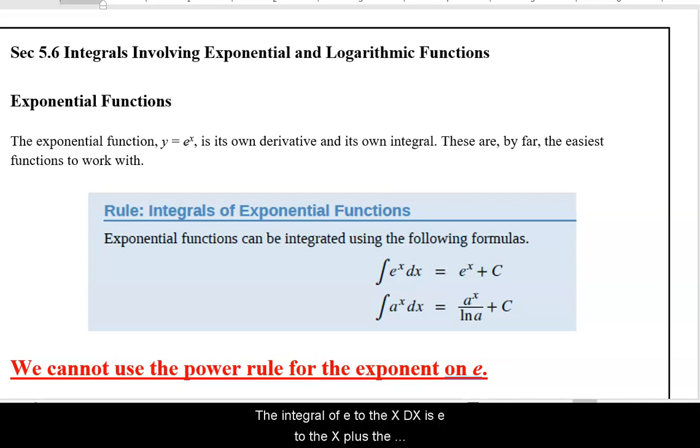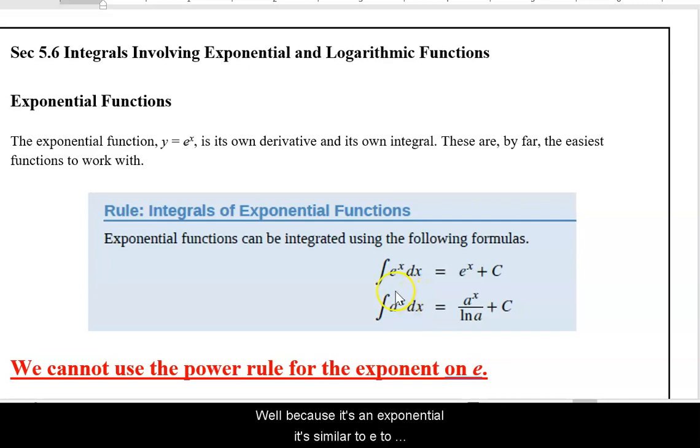The integral of e to the x dx is e to the x plus the unknown constant that you get with the family of antiderivative functions. What if, however, the base of the exponential is not e, Euler's number, but instead some other constant like 5 or 2 or 10? What would be the integral of 10 to the x?